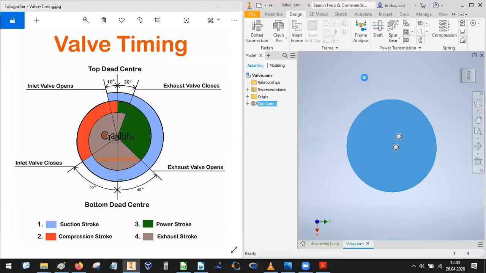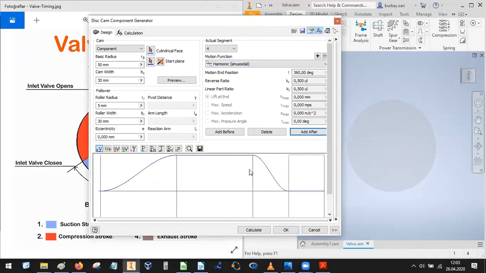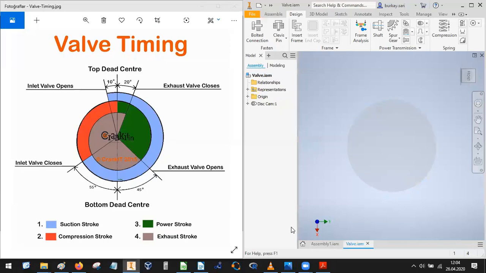Also, you can divide the sections here. Add before, add after, and you can adjust these movements like this.